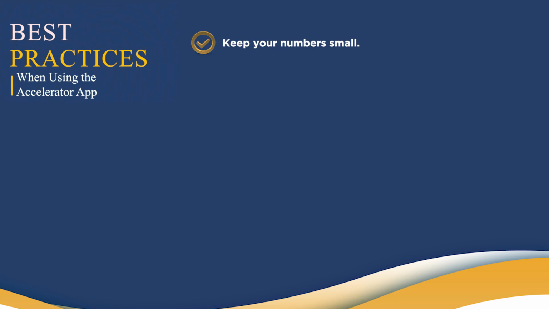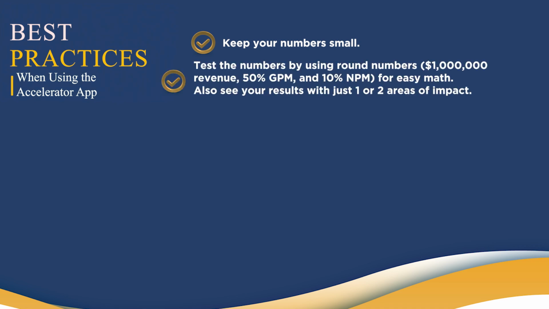Number 1, keep your numbers small. You'll notice that with practice the increase in revenue and profits add up very quickly, and this is due to the power of compounding impact. Number 2, test the numbers by using round numbers. For example, $1 million in revenue, 50% gross profit margin, 10% net profit margin for easy math. And just look at your results with 1, 2, or 3 areas.